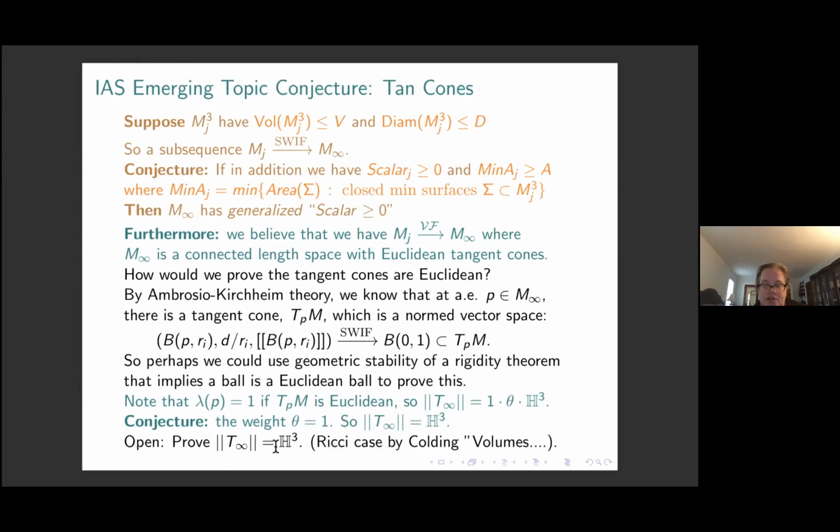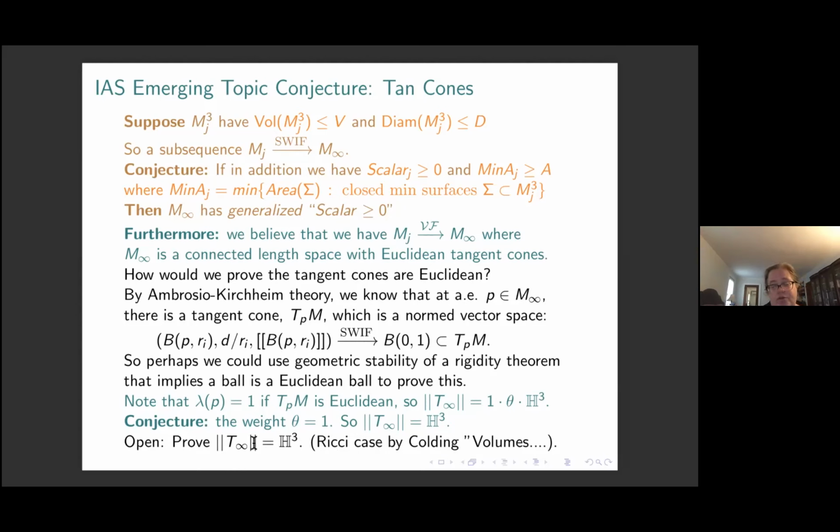This should be a math cal H3 again. This is an open question that one might want to work on in the first place before doing all this work in between. So I'm saying that one consequence of tangent cones being Euclidean is that the mass measure of T infinity is the Hausdorff measure of dimension 3. I'll fix this in the notes. This is a Hausdorff measure. But you could also just try to prove that this is the Hausdorff measure of dimension 3 directly without going through this process. In the Ricci curvature case, this is proven by Colding in his paper that starts with the word volumes, back in the very early 90s, 94 or so.